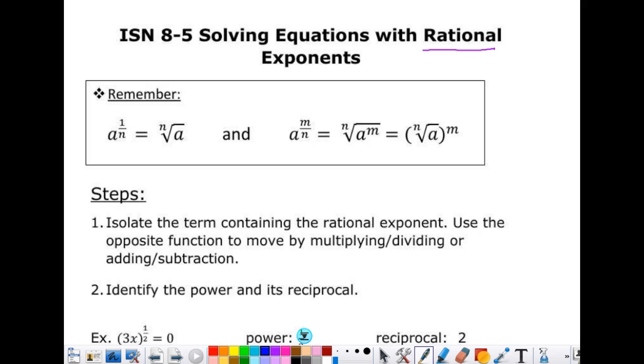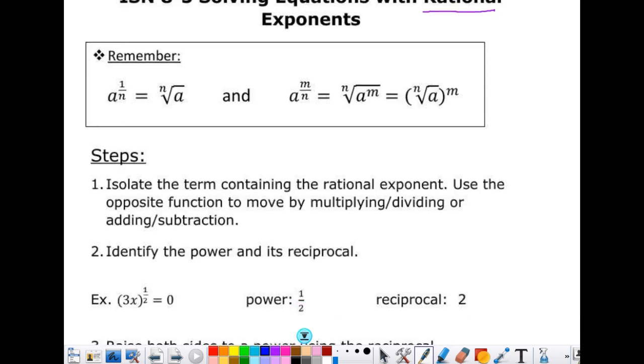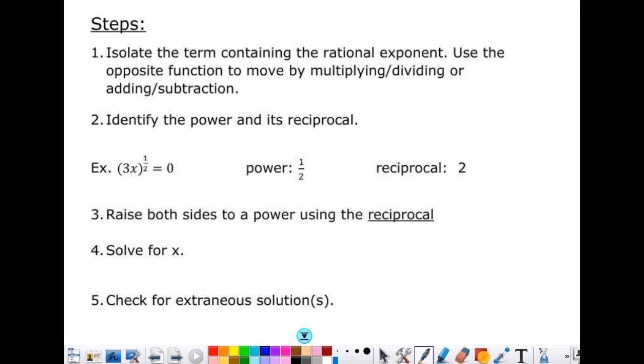Okay, so what we're doing today is solving equations with rational exponents. What does rational mean? Fraction. Okay, so just got to keep that in your mind. Rational means fraction. So we're solving equations.